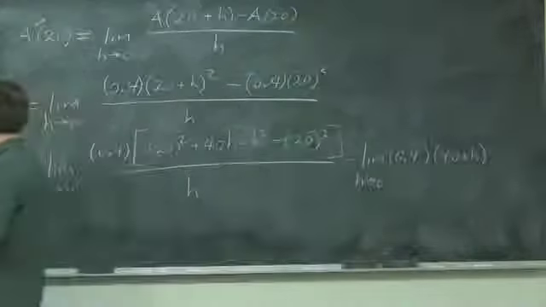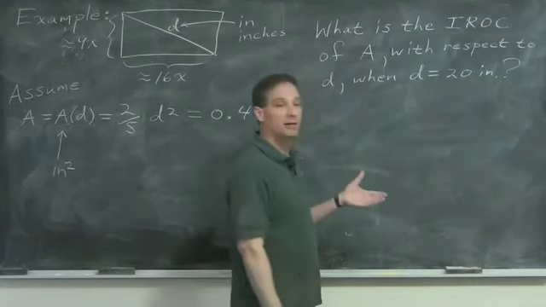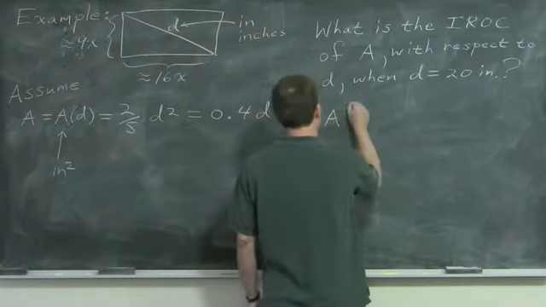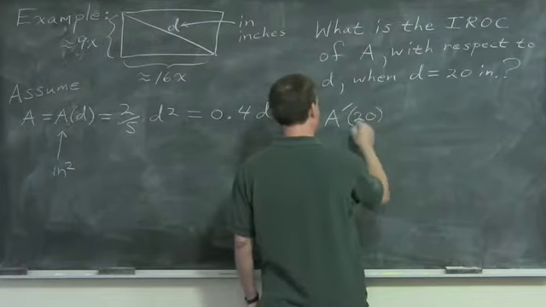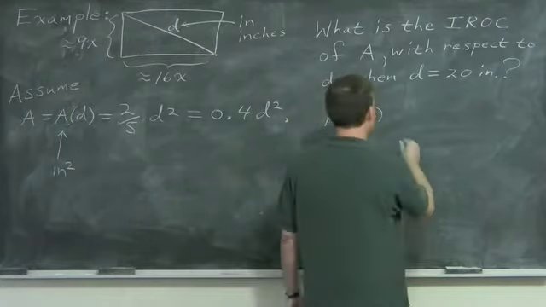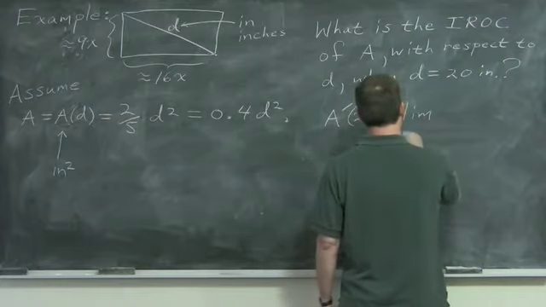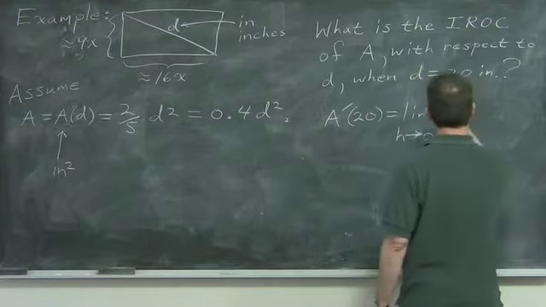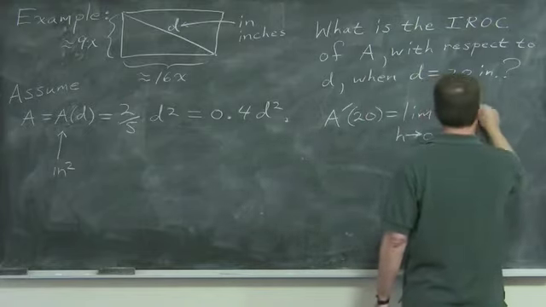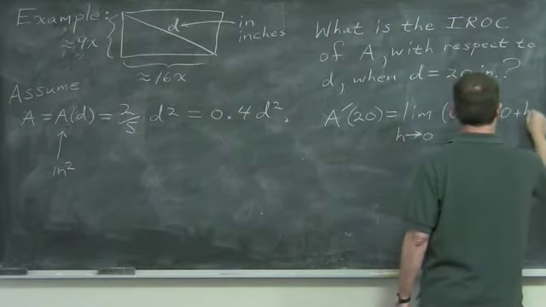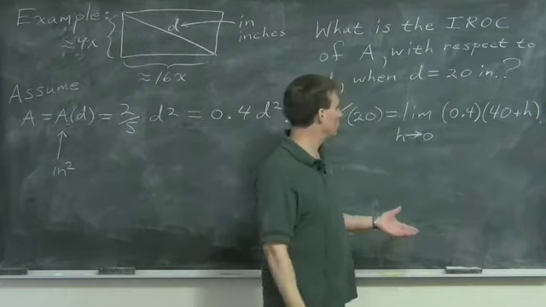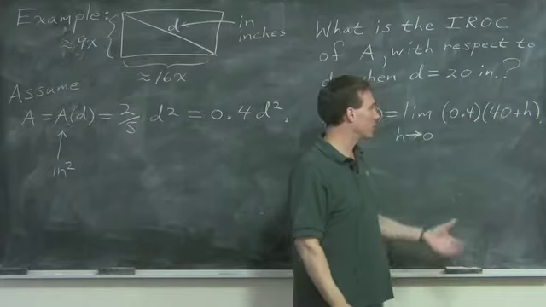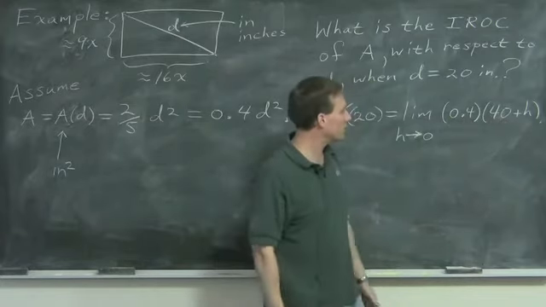So what are we getting for the instantaneous rate of change of A with respect to d when d is 20? We're getting that instantaneous rate of change, in our notation for it, the derivative of A at 20, is the limit as h approaches 0 of 0.4 times 40 plus h. Well, as h gets really close to 0, does this get really close to something? Or can we make this arbitrarily close to something by picking h close enough to 0?